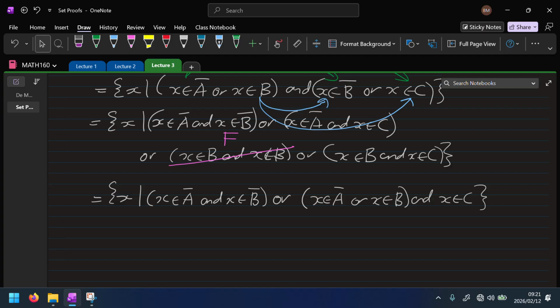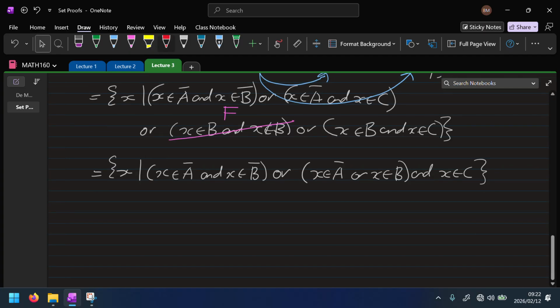Okay. So when we take it out, what's left? B complement and B, which we can get rid of. So what's left after the distribution? A complement or C. And what does that mean? Or becomes union. Exactly. Okay. So we take out the A complement.